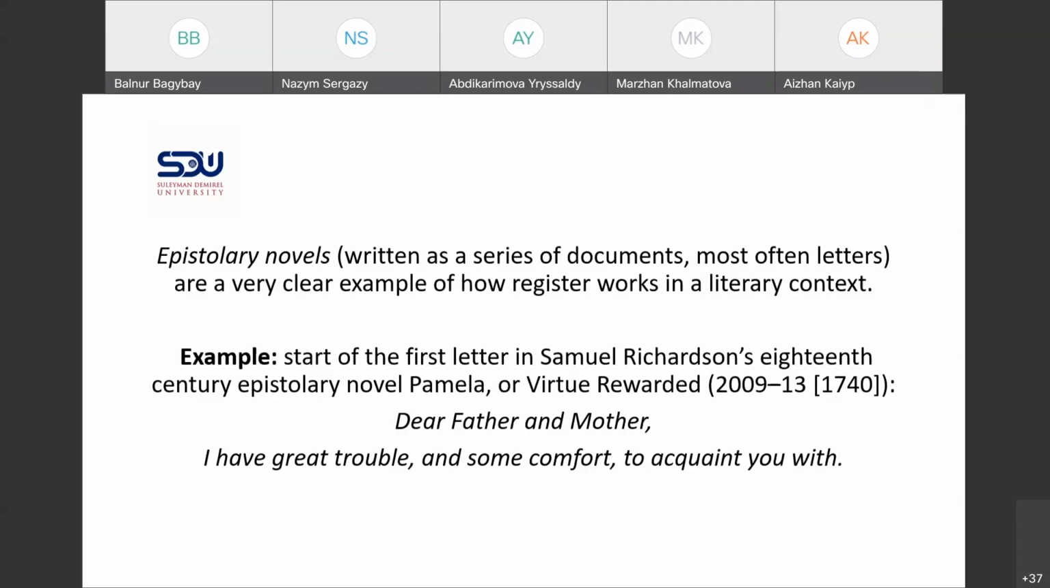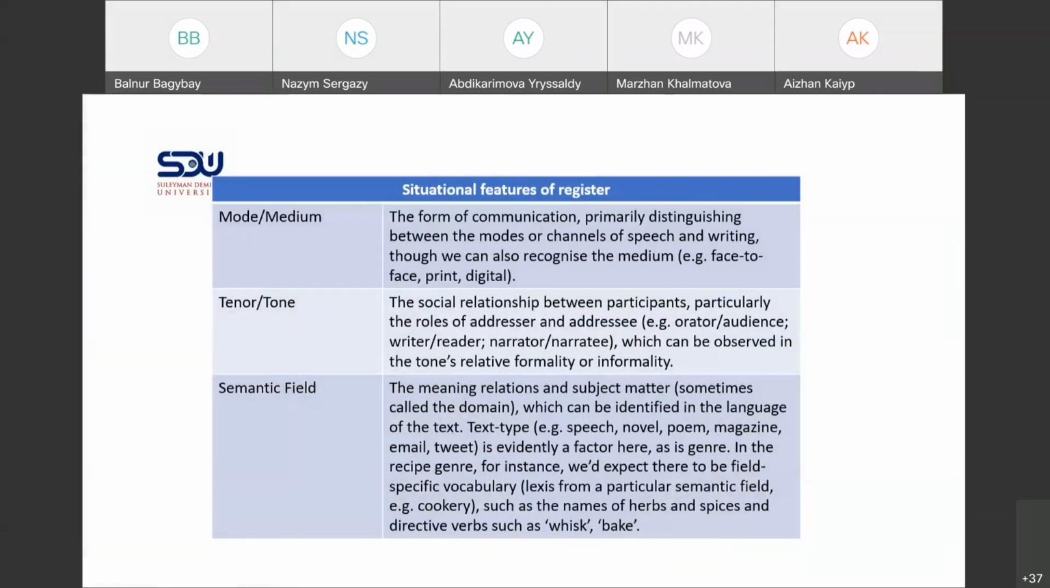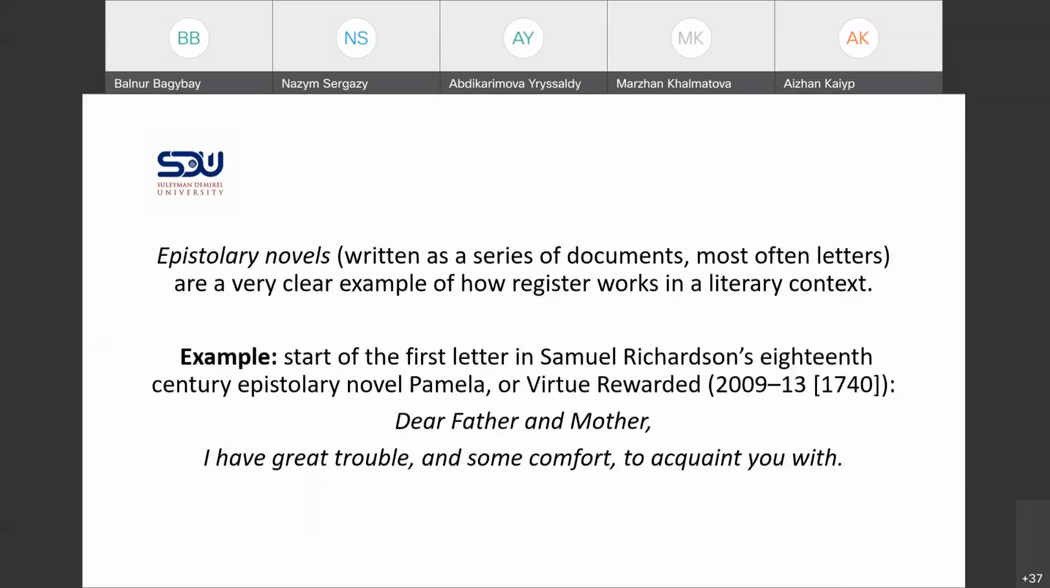So the medium of the written letter, and what is medium? You may remember mode. It is the form of communication between people. The medium is quite formal, as you may see. It's a daughter who is writing to father and mother, right? Because it's a letter format, and the novel is using historical language, you may see from that extract that Pamela has a daughterly devotion.